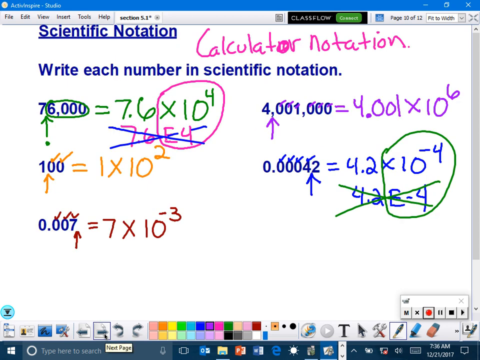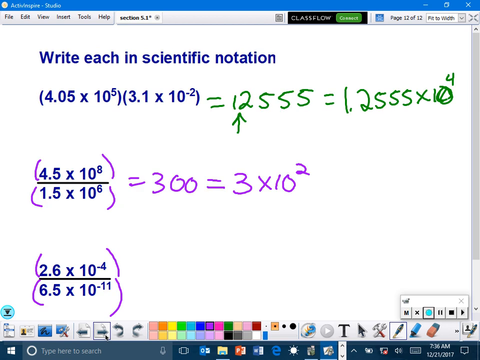And then we did scientific notation. All right, that is chapter 5.1.